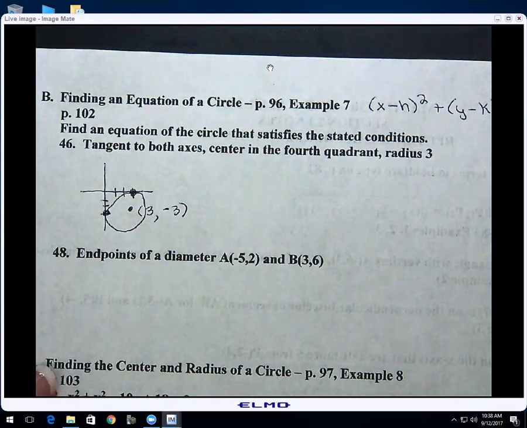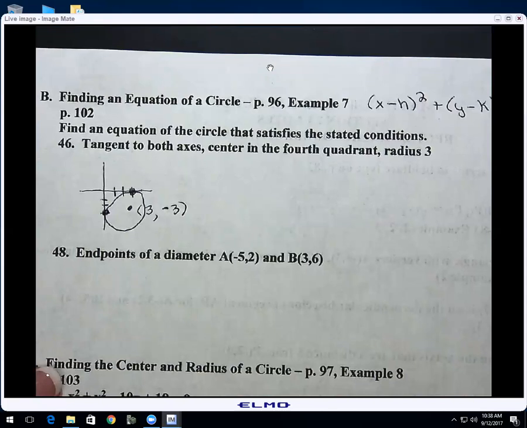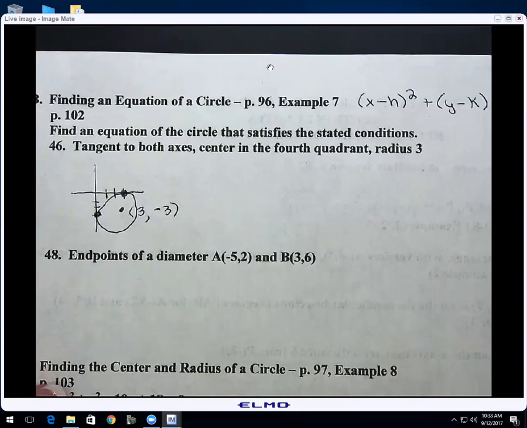Is that a circle that's tangent to both axes? Touches both axes only once? Yes. Is the center in the 4th quadrant? Yes. Is the radius 3? Yes. Now that I'm looking at that picture, it's easy to give you the equation. What would it be?